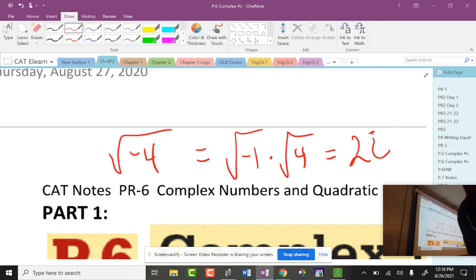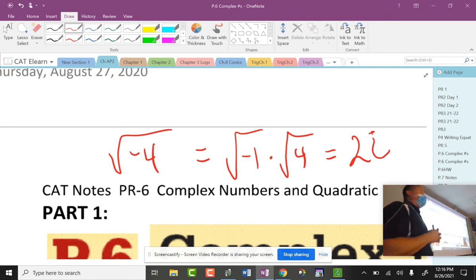Imaginary numbers have definite applications to very complicated stuff. So that's just the truth. Real quick question or comment?